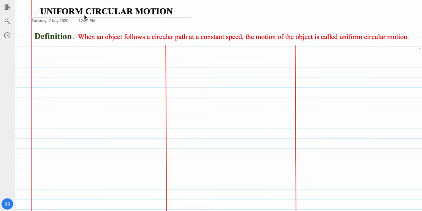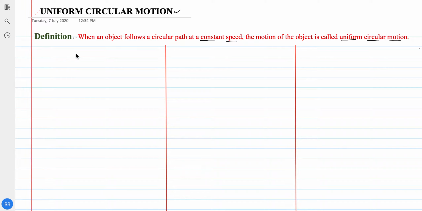About uniform circular motion. Definition: when an object follows a circular path at a constant speed, the motion of the object is called uniform circular motion. The word uniform refers to the speed, which is uniform, meaning constant throughout the motion.